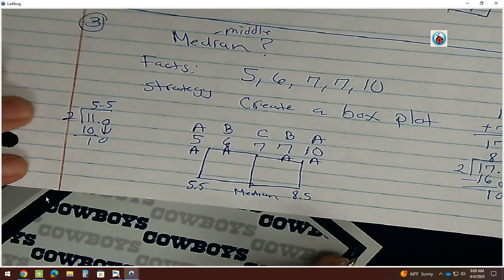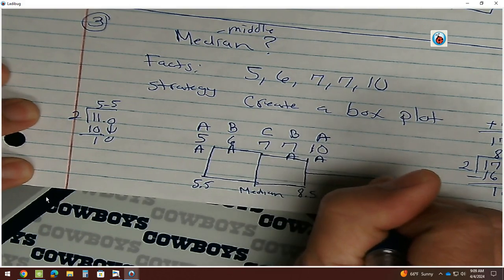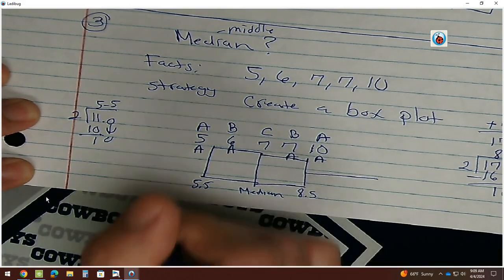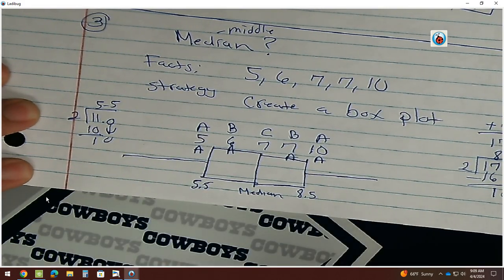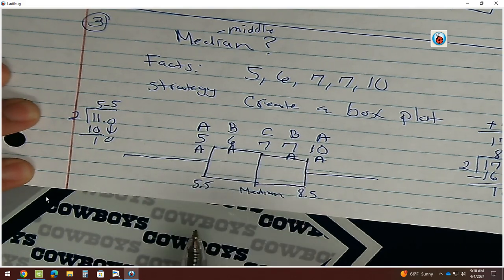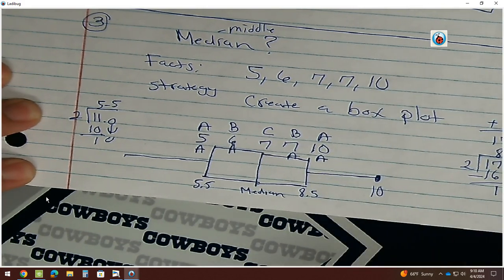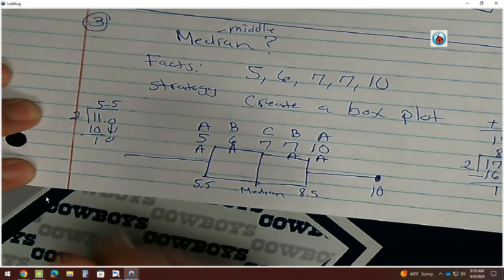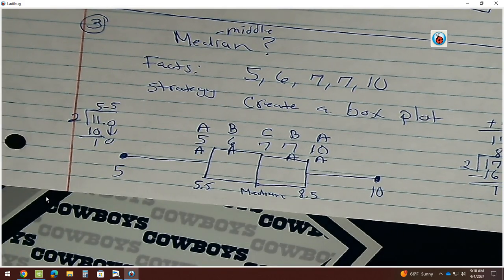There's my box. But it's a box plot, so I need the whiskers. So we're going to put whiskers like a cat. Draw it that side. Whisker on the other side. Draw it this way. Okay? And who's the upper extreme? Who's the highest possible data here? 10. That's called the upper extreme. Who's the lowest case data? That's the lower extreme. There's your box plot.